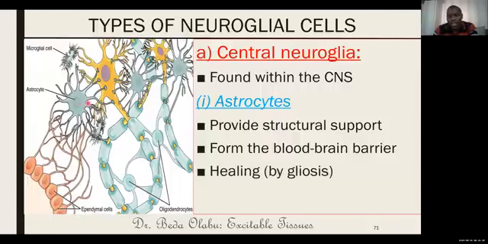Also, when there is injury in the central nervous system, neurons, we've said, cannot really regenerate for healing. So what happens is that astrocytes are the ones which can undergo mitosis and contribute to healing or repair. And that's what I'm calling healing by gliosis. Basically, it means repair.